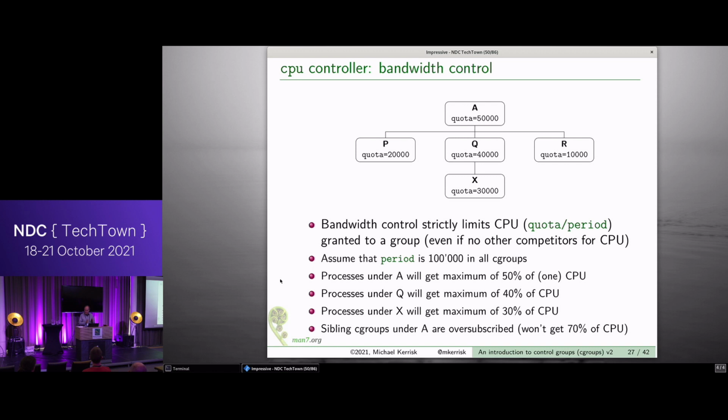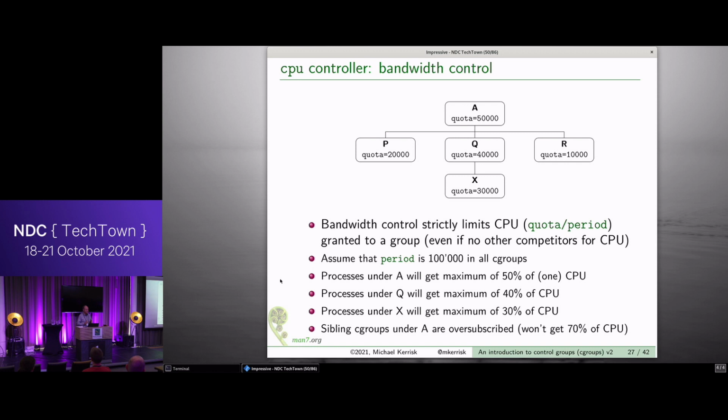So here, for example, and I'm assuming that in every one of these cgroups the period is 100,000, the processes in cgroup P would get 20% of the overall CPU time. I'll rephrase that. At most 20% of the CPU time. I've jumped down a level. The processes in A would get 50%. Below that, the processes in P would get 20%. Processes in Q would get 40%. Processes in R would get 10%.